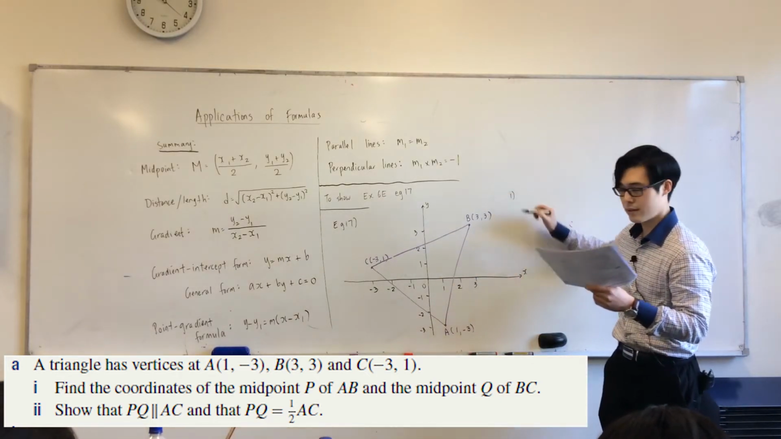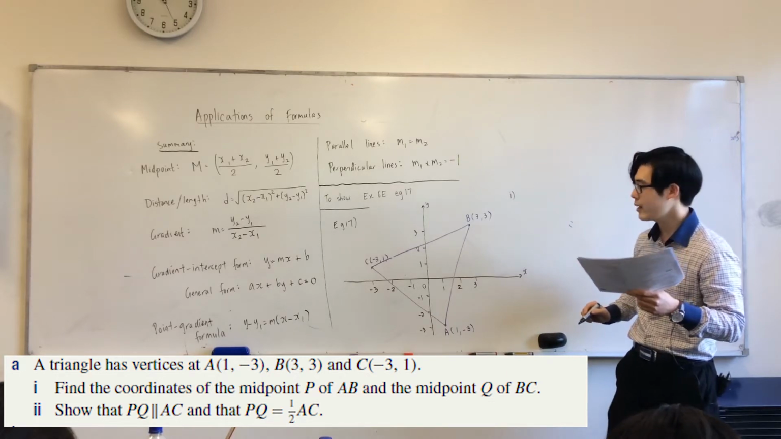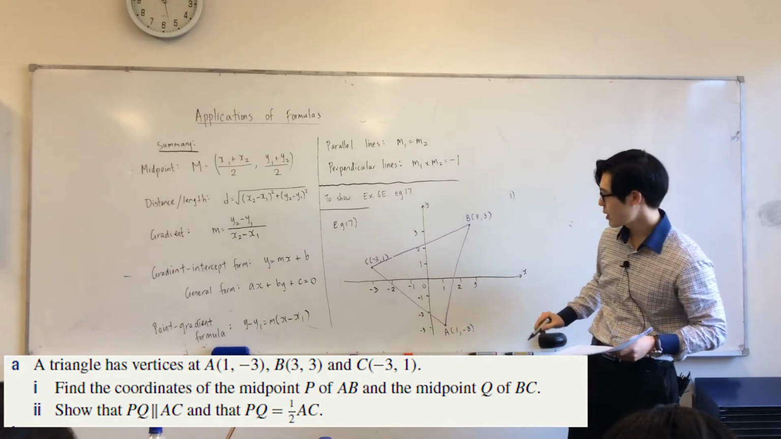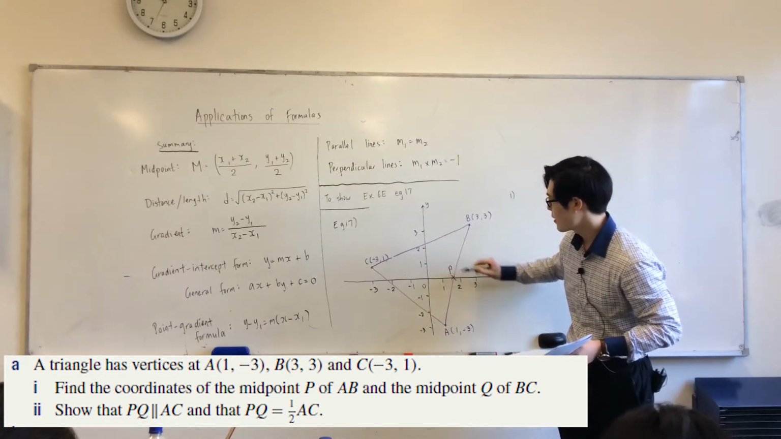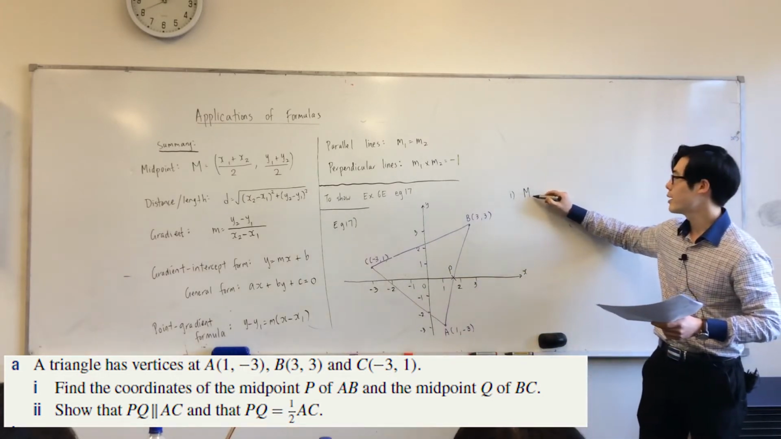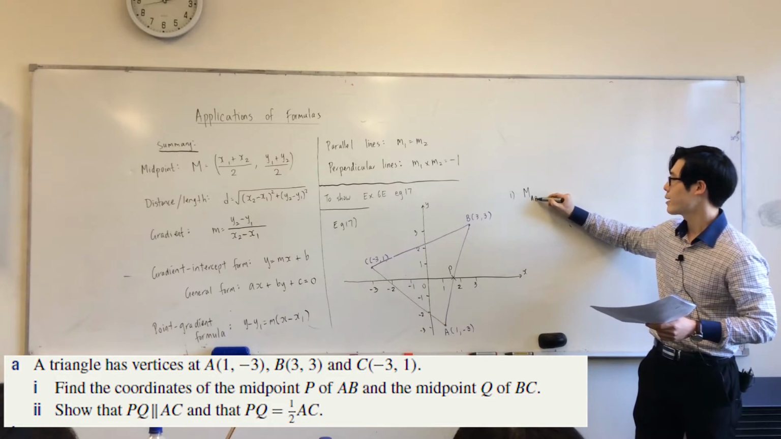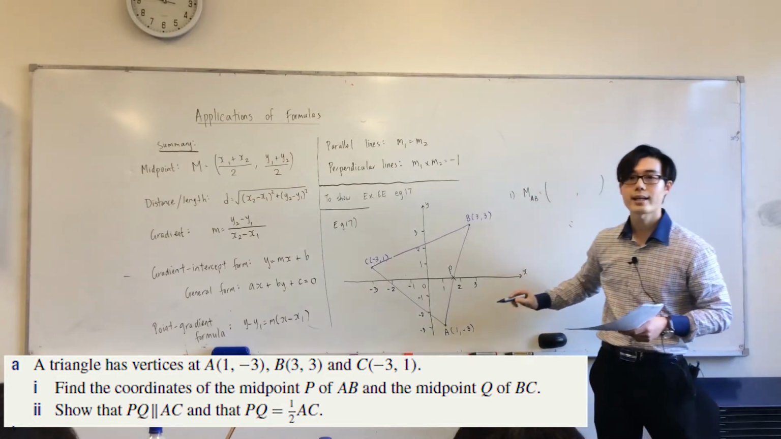Question part I. Find the coordinates of the midpoint P of AB. So girls, we've got to find the midpoint of AB. It looks like to me it's here, but let's check it out. So we've got to find P there. Girls, remember capital M stands for midpoint. Let's find the midpoint of AB. It's 1 and 3.